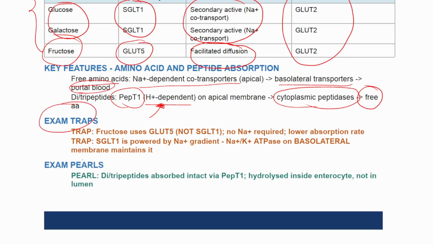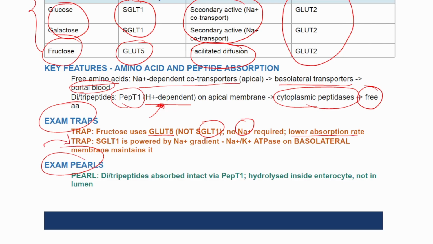Both the exam traps and the pearls are your best friends before the exam because they will save you lots of scores or marks. Examiners will try to trick you at first by saying that fructose absorption is halted by a lack of sodium or an enterocyte energy deficit. You must remember the trap that fructose uses GLUT5, not SGLT1. It requires no sodium or active energy and exhibits a characteristically low absorption rate compared to other sugars.